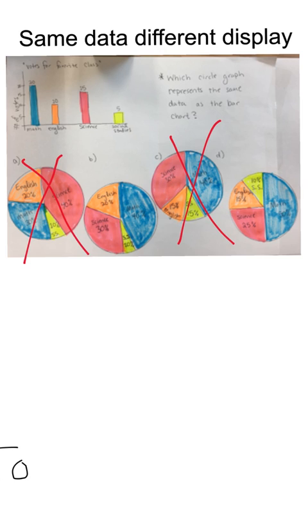Both of these graphs show that math is the largest sector. However, they show different percentages. Choice B shows 40%, and choice D shows 50%. So all I really need to do is calculate what is the percentage in the bar chart, and then I can see which one it matches. That will be my correct choice.